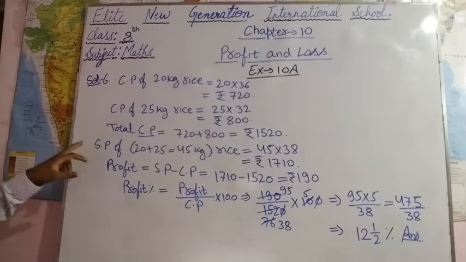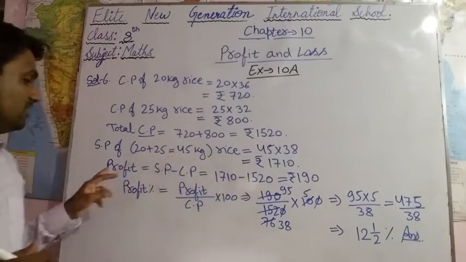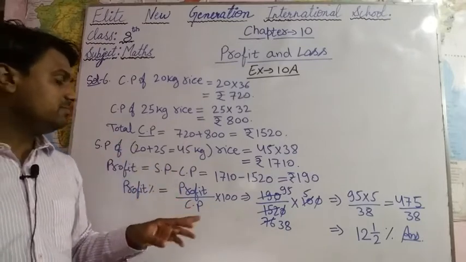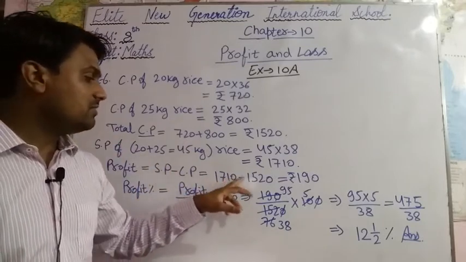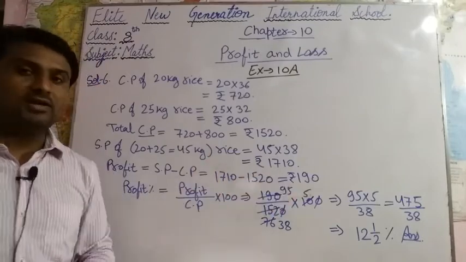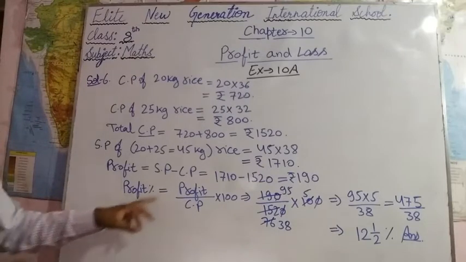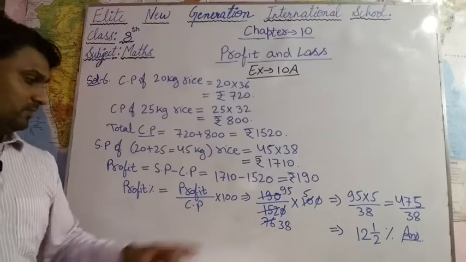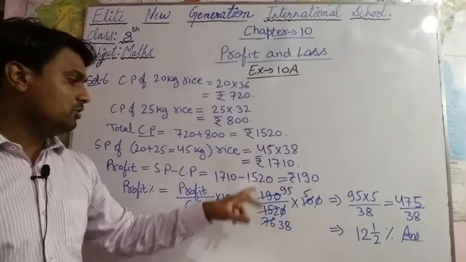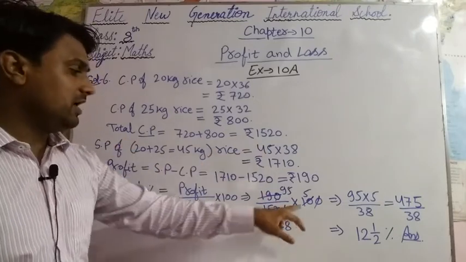So which is greater? SP is greater. So therefore we can say that it will have profit. So profit equals SP minus CP. So SP minus CP will be 1710 minus 1520. When we subtract it, it will be 190. Now we can find its profit percent. So profit percent equals profit upon CP into 100. Now on place of profit it will be 190 upon, on place of CP it will be 1520, and into 100.